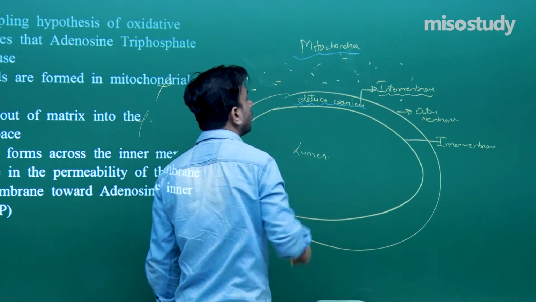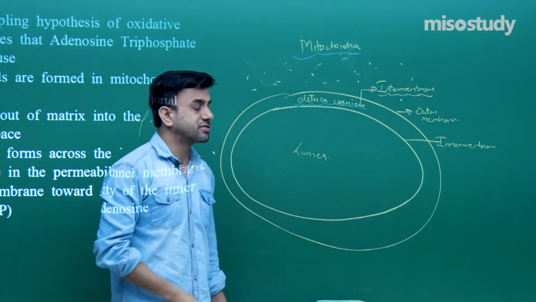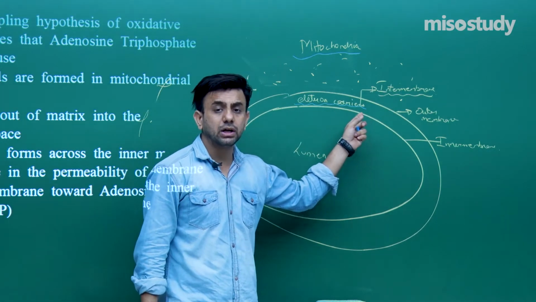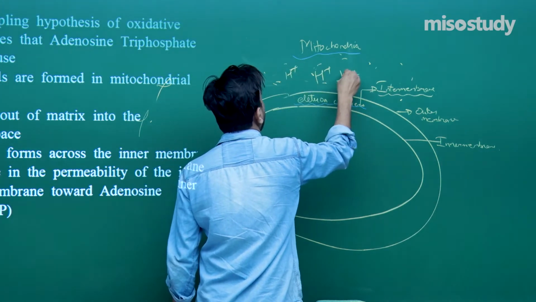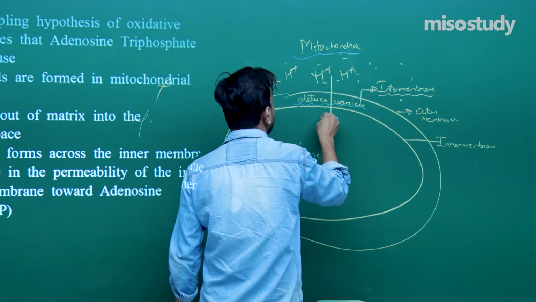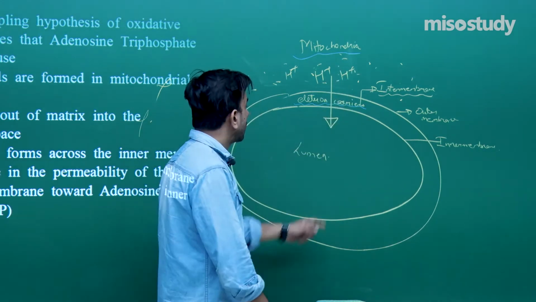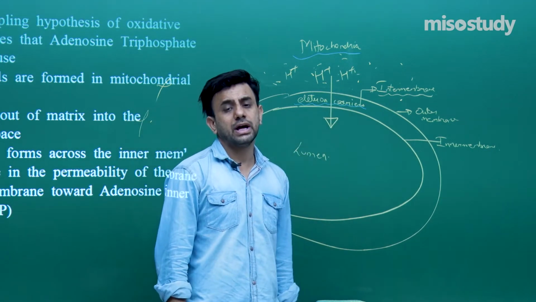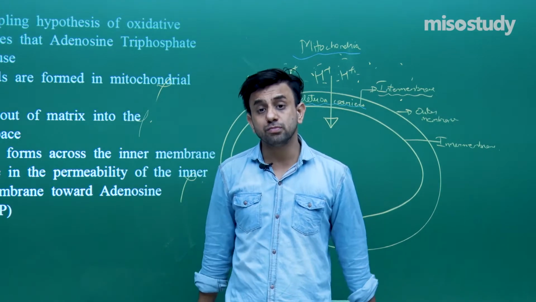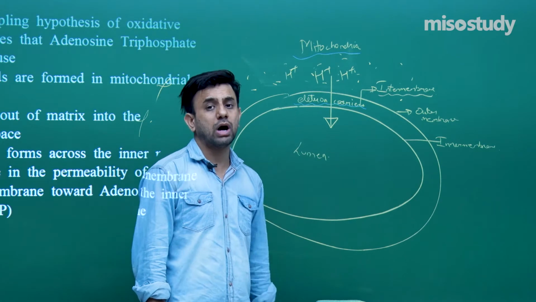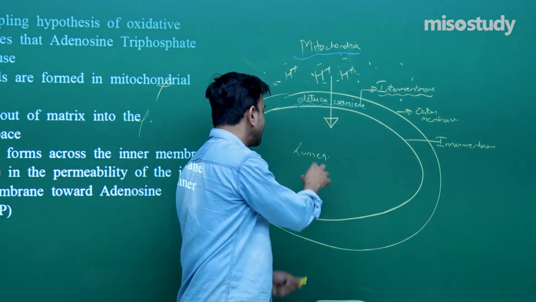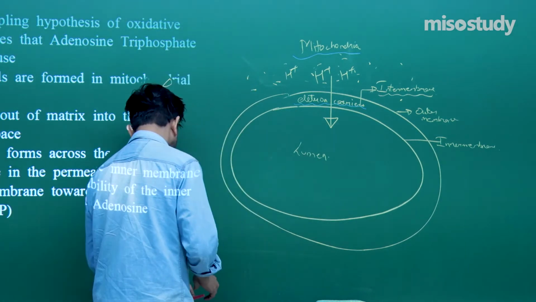So, what is happening, as electrons get transferred from one electron carrier to the other, the proton ions will diffuse from the matrix into the lumen. There is now more hydrogen ion, more of the positive charge inside as compared to outside, that is the matrix.